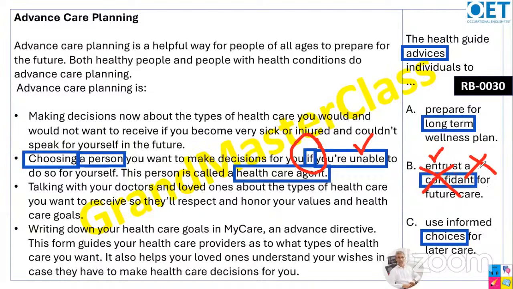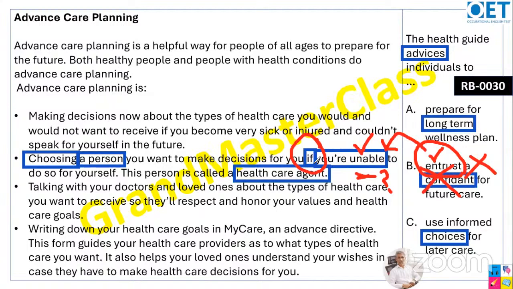This is interesting, a confidant. Entrusting the responsibility. Only if you are unable, under this condition. If you are able, then you don't need this one. "If" is the condition. There are two options: you are able or you are unable. Only if you are unable, you can do this. If you are able, why? If you can make your decisions on your own, then no need of anybody. So this is not always. This is a conditional point.